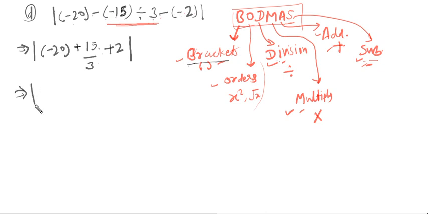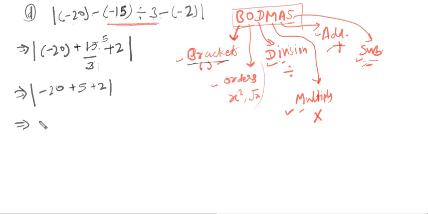Now next, minus 20 as it is, you can write it like this: minus 20 as it is, 3 ones are 3, 3 fives are 15, plus 5, then plus 2, right?